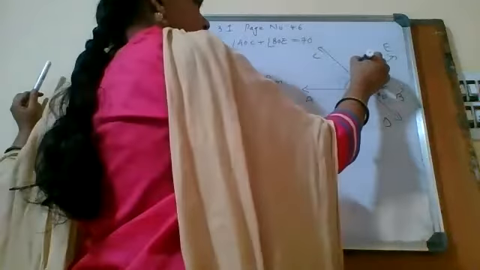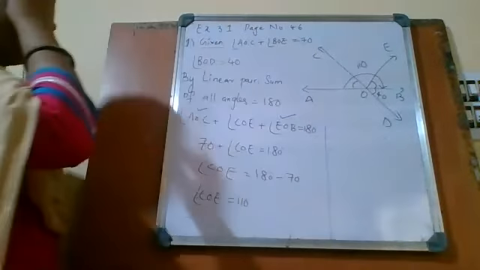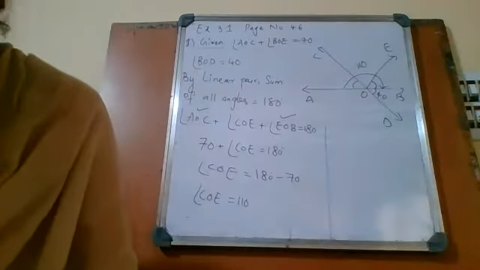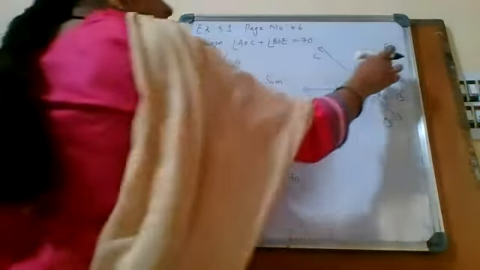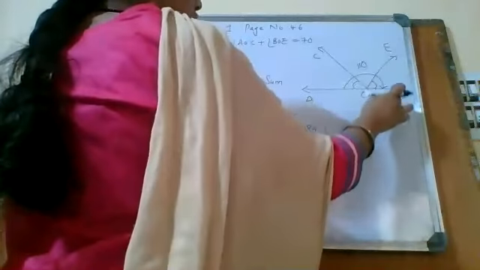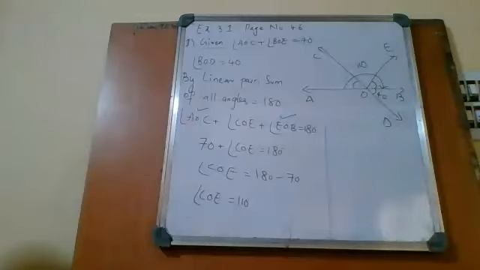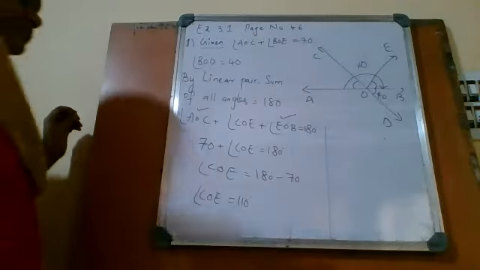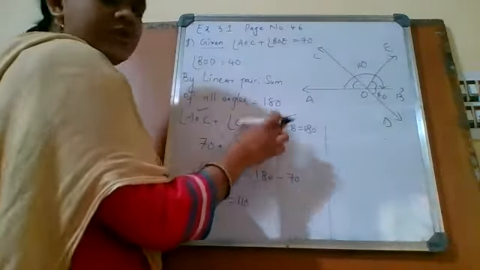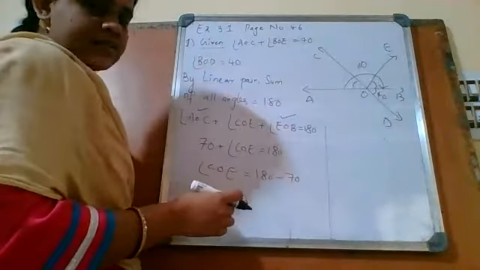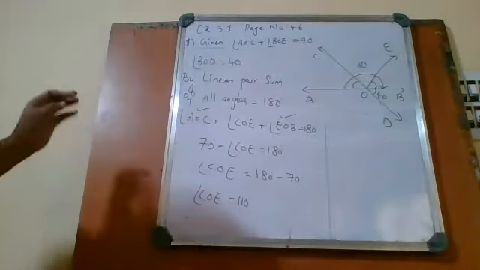Now you got this value: COE is equal to 110. Now what they are asking is one more question. You have two questions in that: COE and BOE. We have to find this also. We know the sum of the two angles, but we don't know BOE separately. Till here we got 110 degrees. Now, what is the angle here?